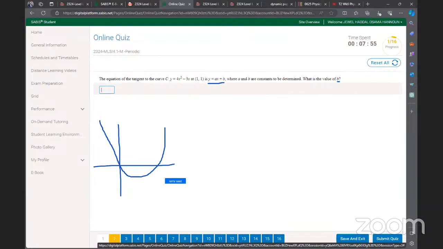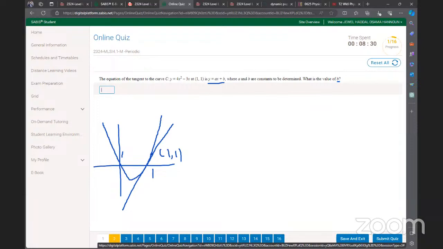So we have a tangent at x equal 1 and y equal to 1 also. Okay, so we can draw it like that. So I will consider it at x equal to 1 and y equal to 1. This is a point of intersection between the tangent and the curve.